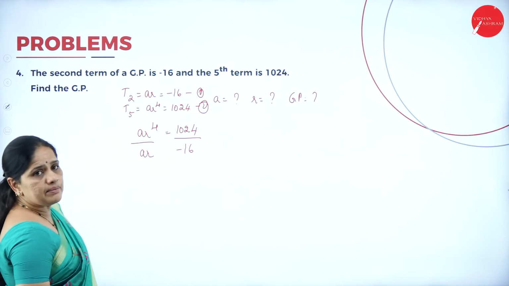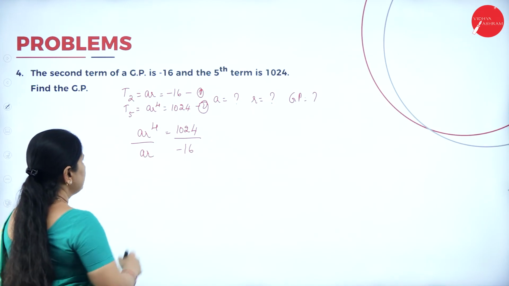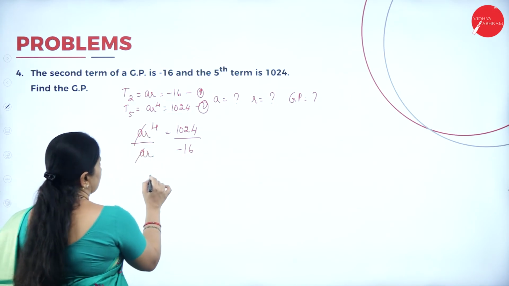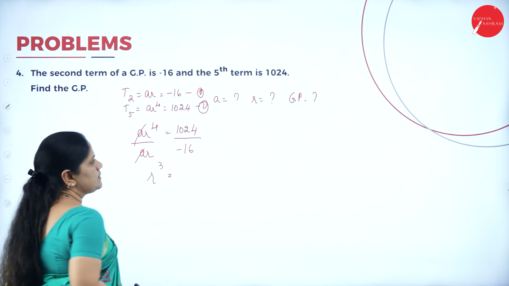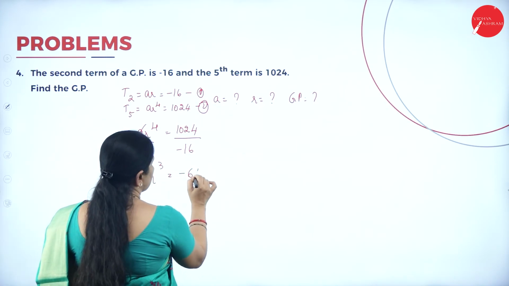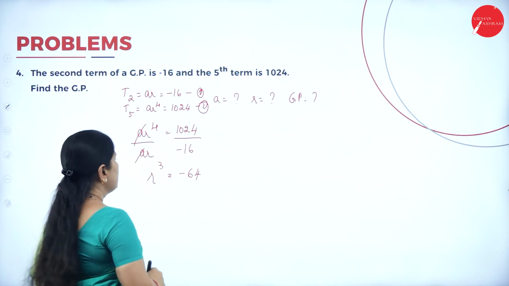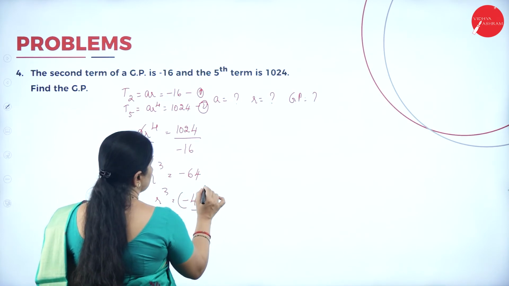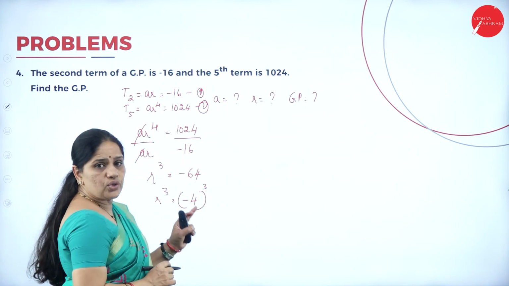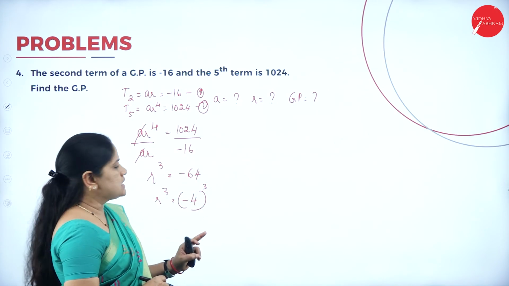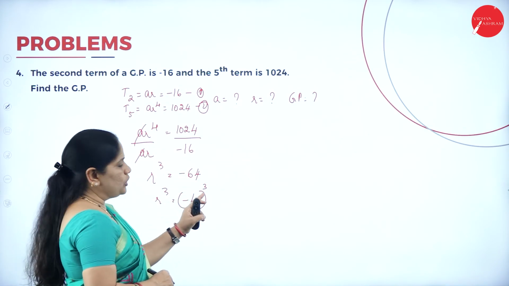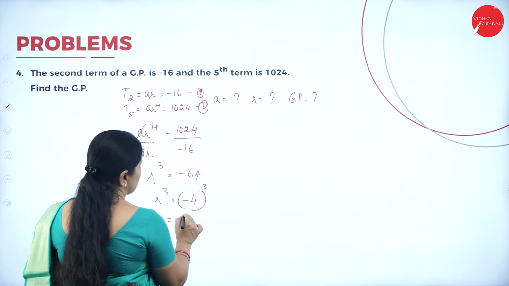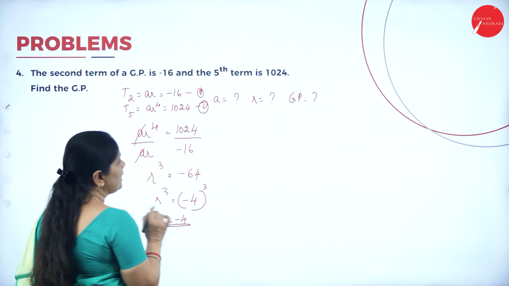Now, when we simplify this, A and A get cancelled. 4 minus 1 is R cube equals, now we simplify this, R cube equals minus 64, or this R cube can be written as minus 4 the whole cube. So 4 into 4 is 16, 16 into 4 is 64. So minus 4 the whole cube. So when the powers are same, the bases can be equated. So R equals minus 4 is the answer.